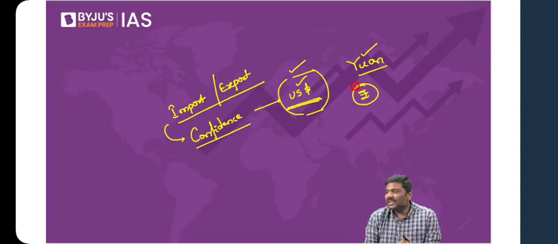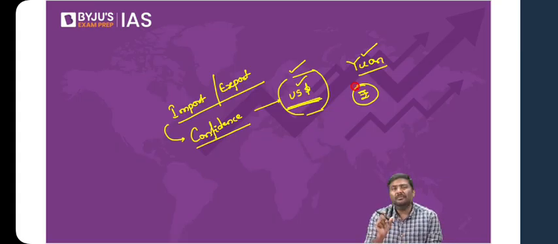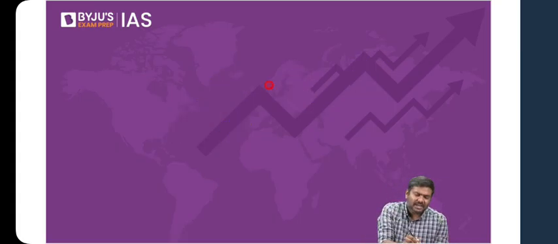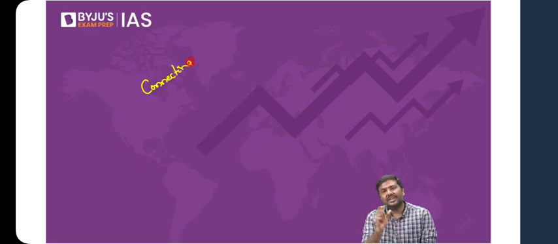Question number 2: what is the currency pegging system? Pegging means you are basically connecting. Pegging is nothing but connecting. What is a currency pegging system? You are connecting your exchange rate to a particular currency. That is what a pegging system is.